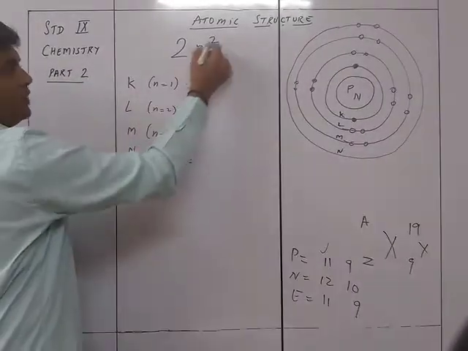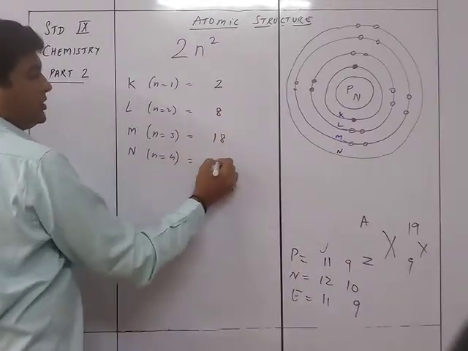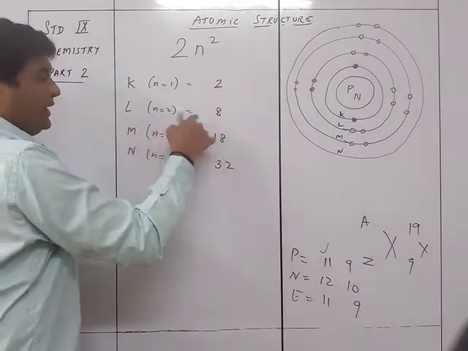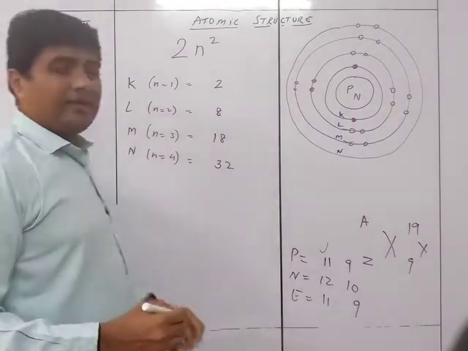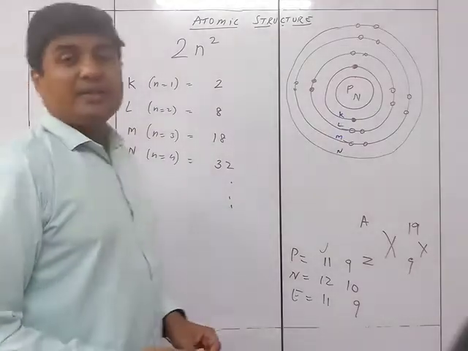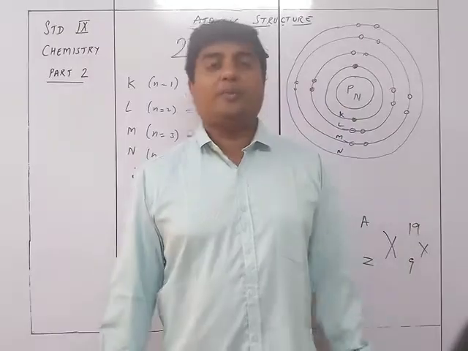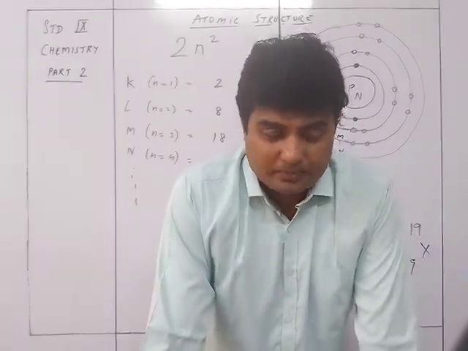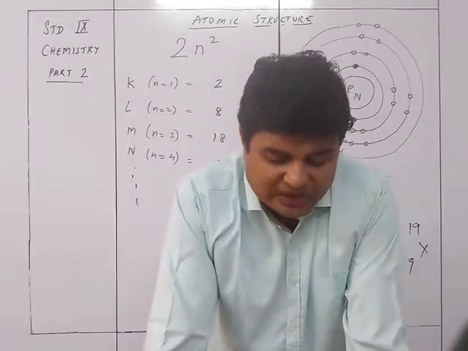For the next shell, this will be 2 into 2 square, so it will be 8. This will be 18. And this will be 32. Because 2 square is 4, into 2 is 8. 3 square is 9, into 2 is 18. 4 square is 16, into 2 is 32. In this way, it is going to keep on increasing. So this is how the number of electrons which can be accommodated in a particular shell is determined by the formula 2n square. So rule 1 is the maximum number of electrons in each shell of the atom.